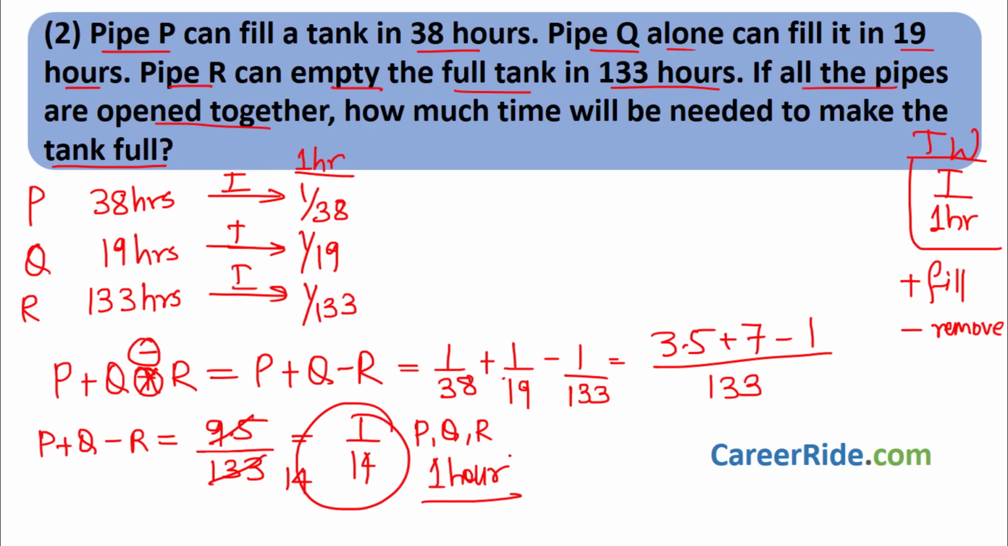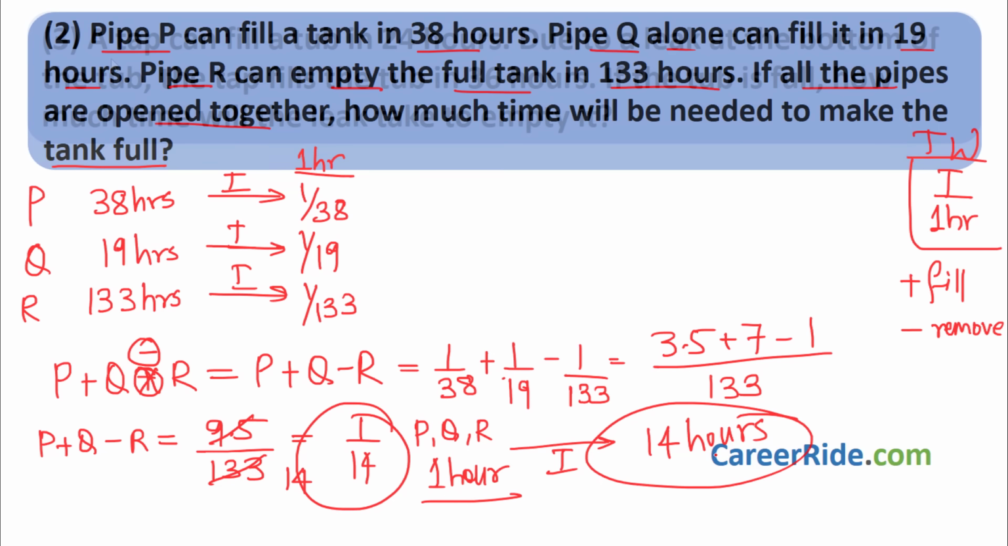So the entire tank would be filled in how many hours? Simply invert, that would be 14 hours, right? Because 1 by 14 inverted is 14 by 1, that is 14 hours. So when pipes P, Q and R are opened together, 14 hours are needed to make the tank full. Moving to question number 3.